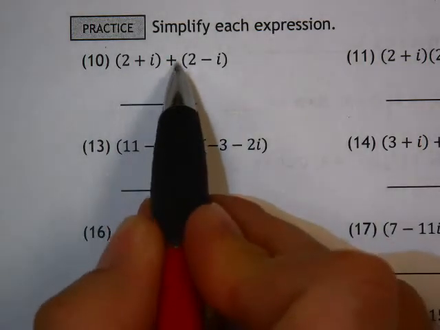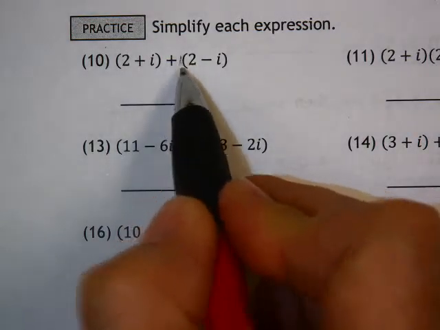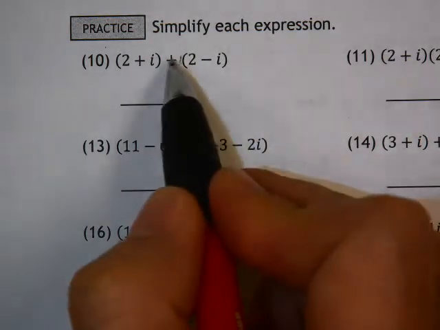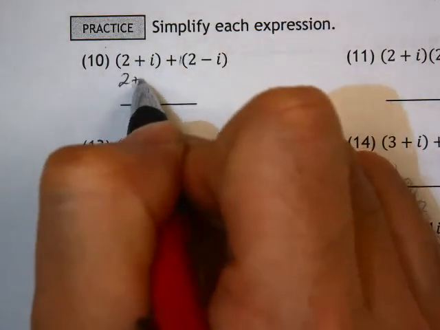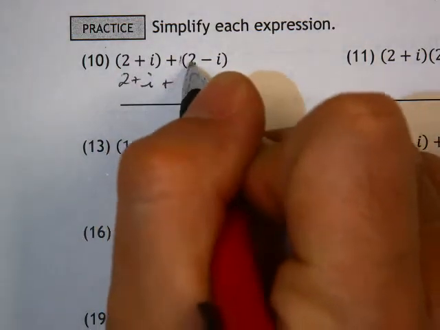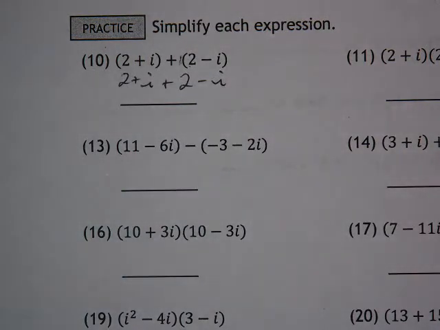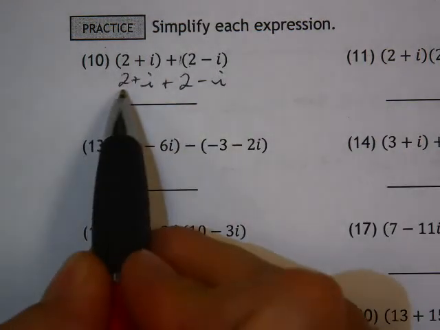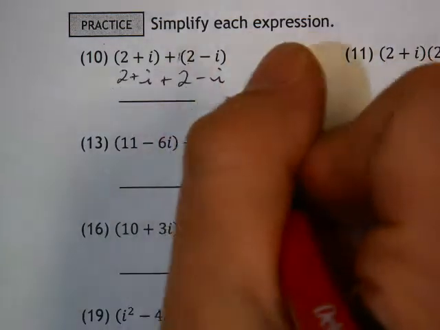Because of that plus sign, all we're doing is combining like terms, essentially. What's really happening is you have a plus 1 here, a positive 1 that's distributing through both. So this 2 plus i will stay the same. Plus, this plus means nothing is going to change, just 2 minus i. So now all it is is combining like terms. These two, the real numbers, will combine. 2 plus 2 gives us 4.